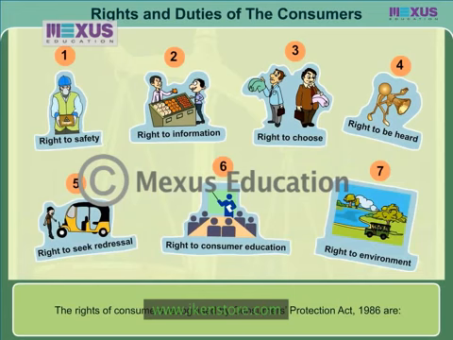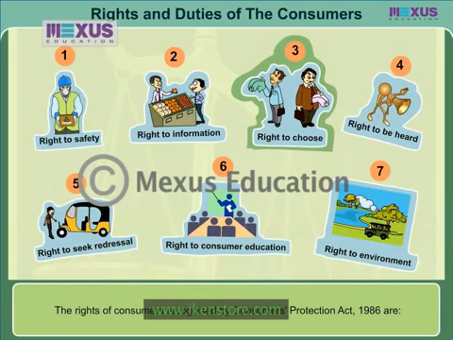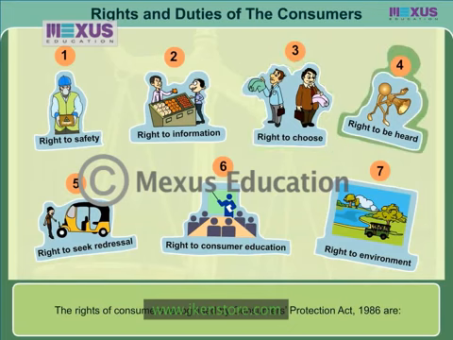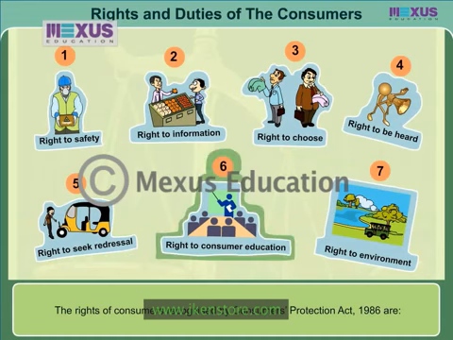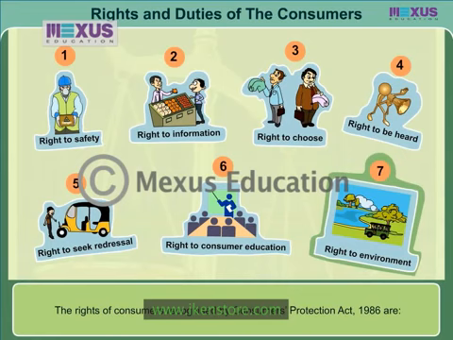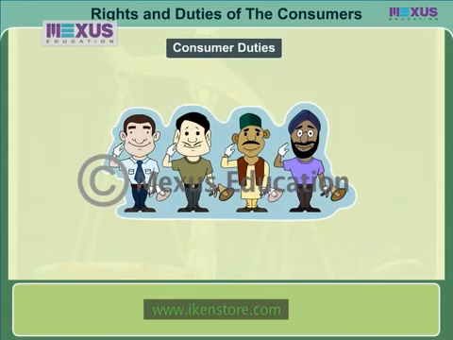To summarize, the rights of consumers recognized by Consumers Protection Act 1986 are: first, right to safety; second, right to information; third, right to choose; fourth, right to be heard; fifth, right to seek redressal; sixth, right to consumer education; and seventh, right to environment. Let us now understand the duties of consumers in detail.